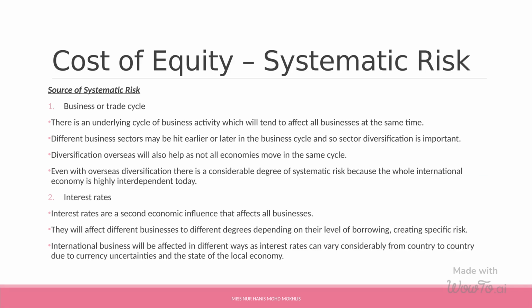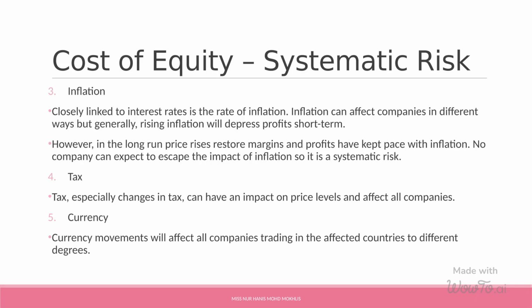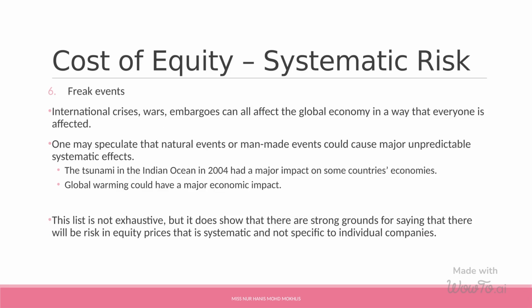Here are some examples of systematic risk: business or trade cycle, interest rates, inflation, tax, currency, and freak events. This list is not exhaustive, but it does show that there are strong grounds for saying that there will be risk in equity prices that is systematic and not specific to individual companies.